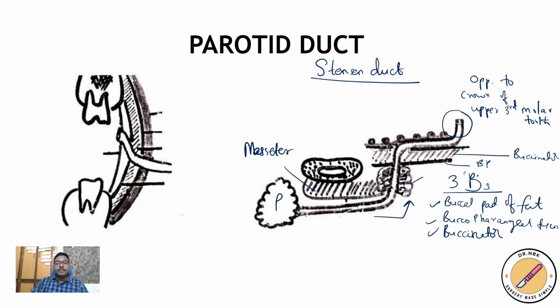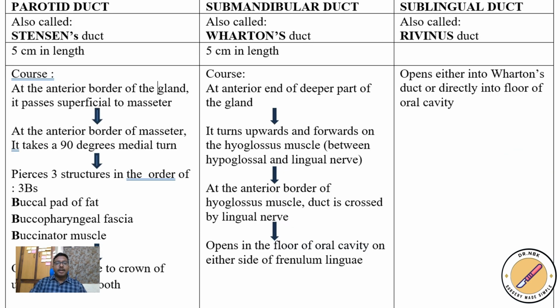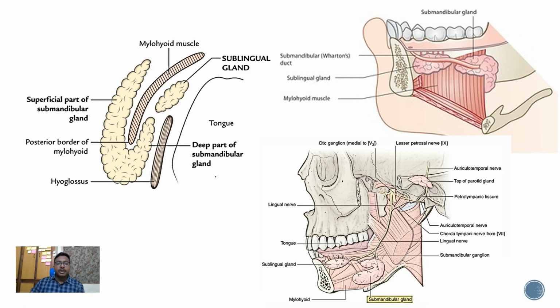Similarly, just like we have the parotid duct, we have the submandibular duct opening, which is called Wharton's duct. This is another important point we need to understand. What is the name of the submandibular duct? It is Wharton's duct. What is the course of the submandibular duct? Again, it is important to remember the course of Wharton's duct as well.